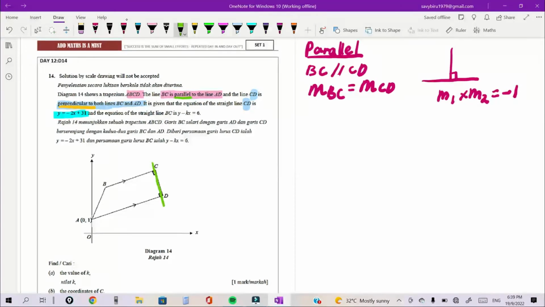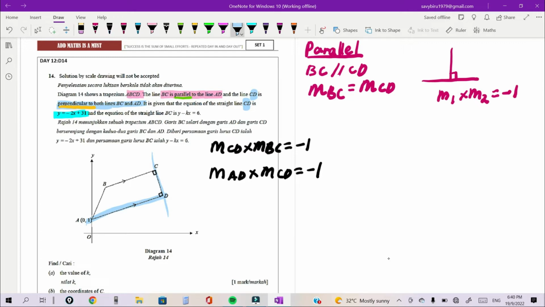In this case, we have line CD. CD is perpendicular to the line BC, so the gradient of CD times the gradient of BC must be -1. Next, AD is perpendicular to the line DC, so the gradient of AD times the gradient of CD is -1. It is given that the equation of the straight line CD is y equals -2x plus 31.